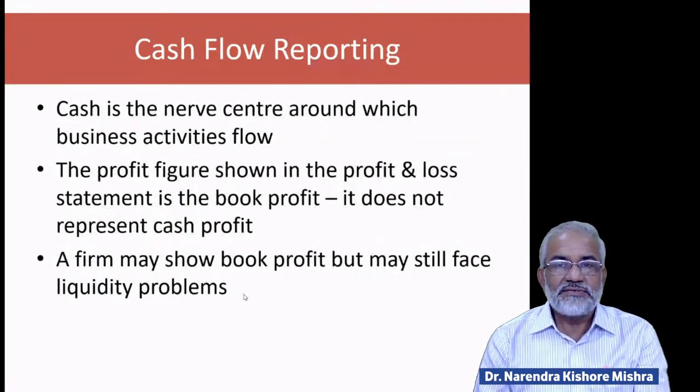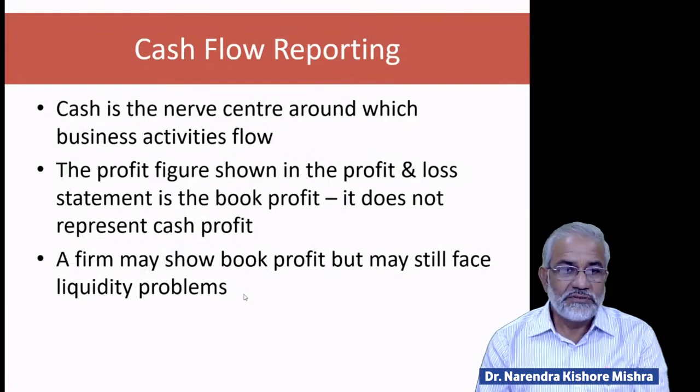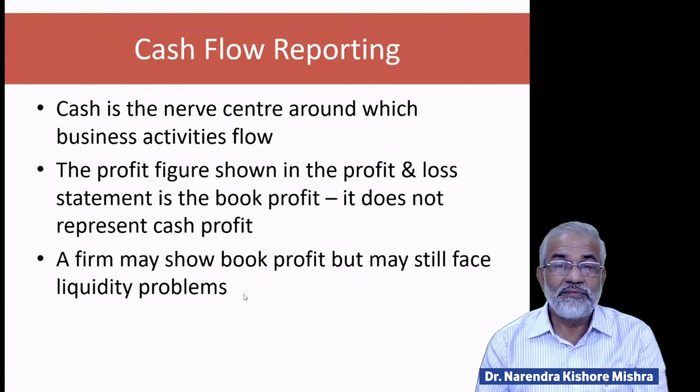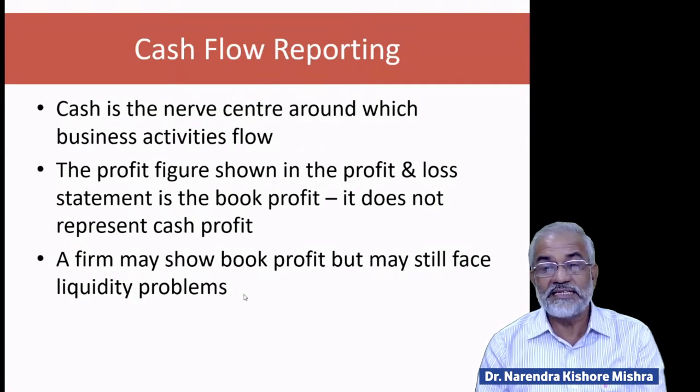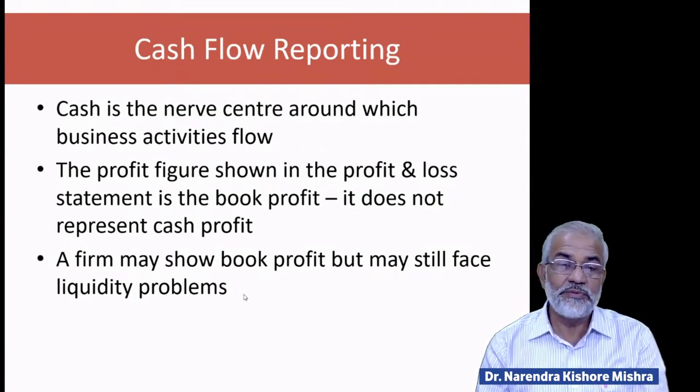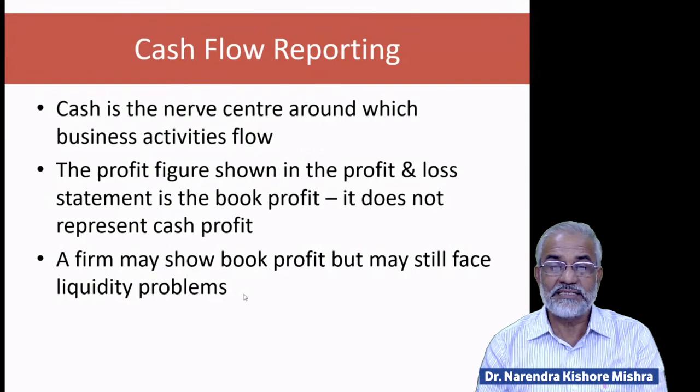Again, cash is the nerve center around which business activities flow. Cash is said to be the blood of a human being. The profit figure shown in the profit and loss statement is the book profit. It doesn't represent cash profit. When all the items in the profit and loss account are cash items, all the expenses are paid in cash and all the incomes are received in cash, then obviously the book profit would be equal to the cash profit. But in practice it doesn't happen so, because of the reasons explained earlier.